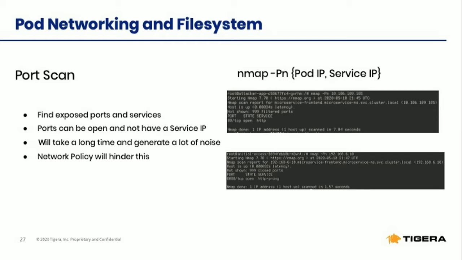There's an interesting thing about this. Even if you have a pod that is running, let's say, Apache, and the user did not create a service for this application, you can still reach it using the pod IP address, even though there's no service IP address. What that also means is that if you have a service and a pod IP address, you can reach the same service using the pod IP and the service IP. Same thing, you will generate a lot of noise if you're doing a port scan. And lastly, network policy will always be able to block this.